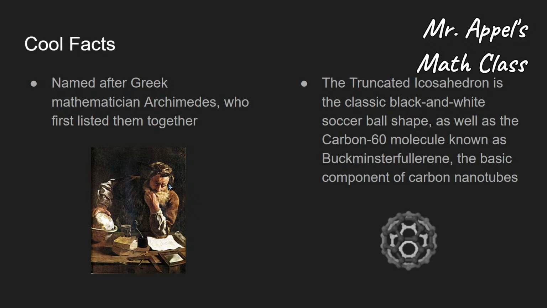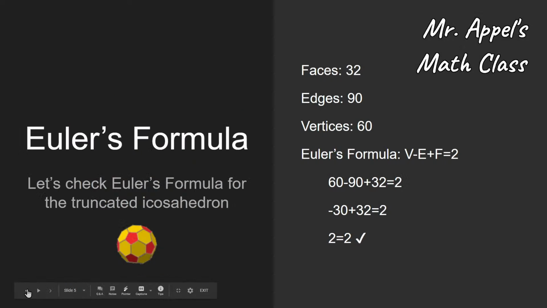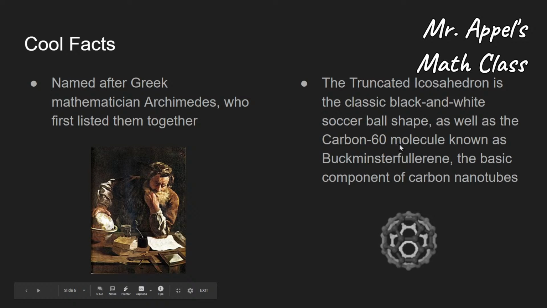All that. Brilliant guy. And also the truncated icosahedron, remember the example I used for Euler's Formula there? That's the classic black and white soccer ball shape, okay? As well as this relatively recent discovery, the carbon-60 molecule, the Buckminsterfullerene, which has become the basic component for carbon nanotubes. Maybe you've heard about that up-and-coming technology, these super strong, super thin strands that we can make new super tough materials out of, okay? That's based on this shape. So it's pretty cool. All right?